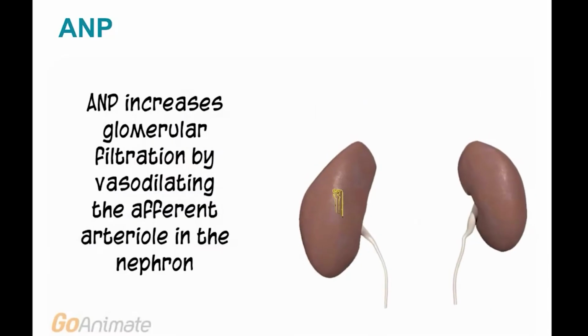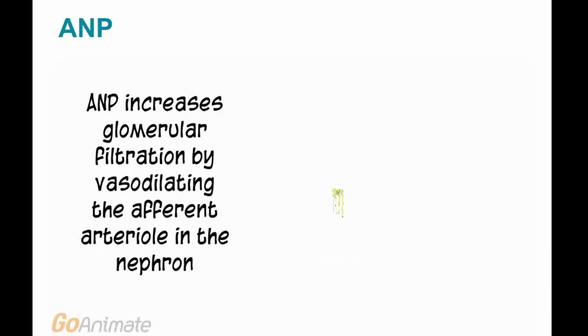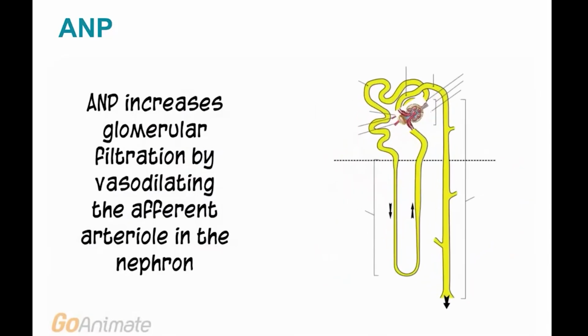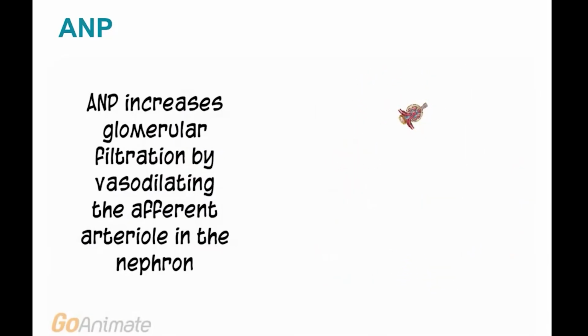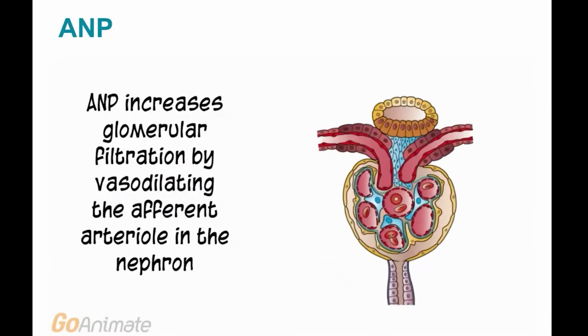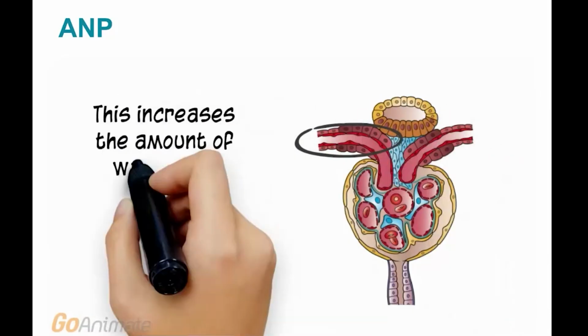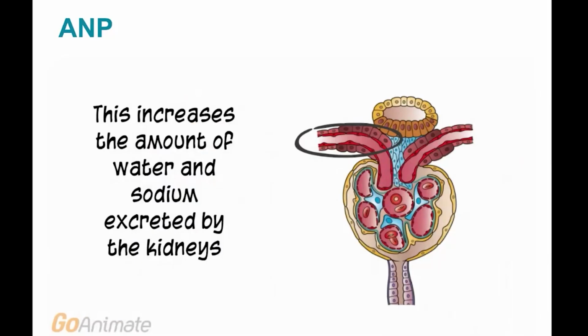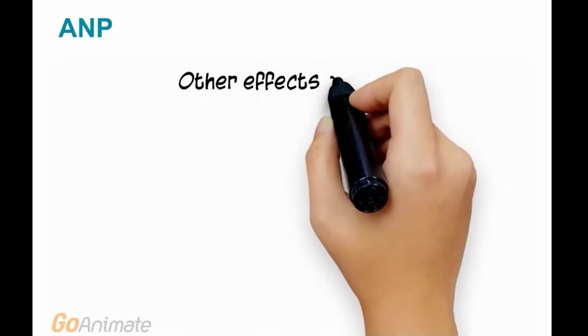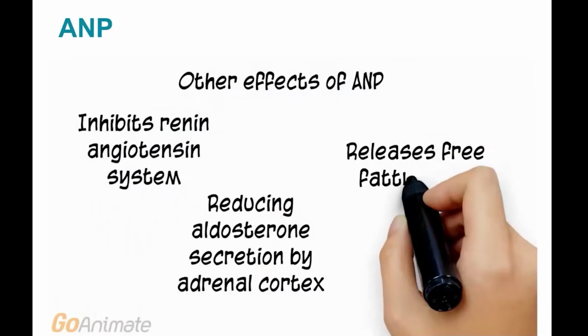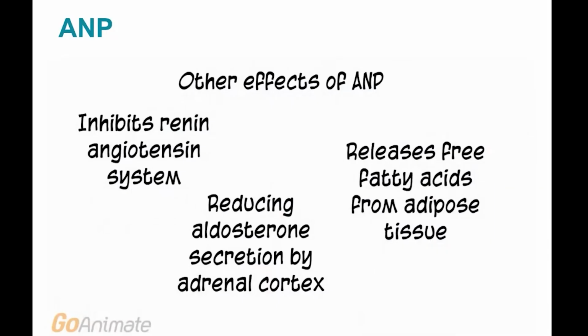ANP vasodilates the afferent arteriole, which brings blood into the glomerulus, thereby increasing the amount of filtrate produced by the kidneys. This causes more sodium and water to be excreted by the kidneys, which helps to lower blood pressure. Other effects of ANP include inhibiting the renin-angiotensin system, reducing aldosterone secretion by the adrenal cortex, and releasing free fatty acids from adipose tissue.